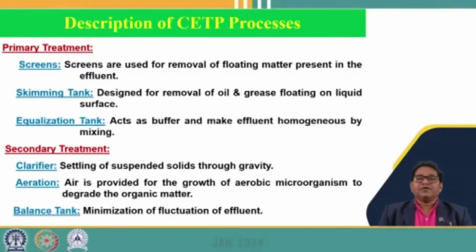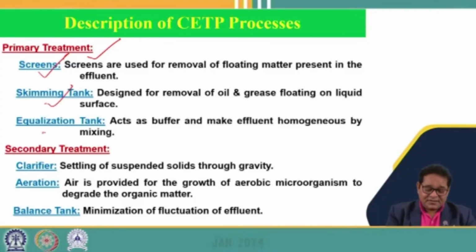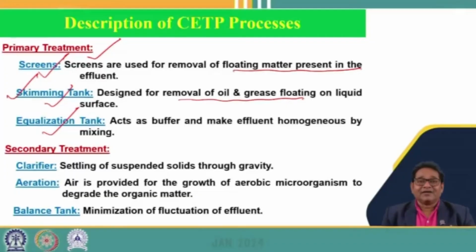Here, this is the description of the common effluent treatment processes. As I said, under the primary system, screens, skimming tanks and equalization tanks are designed. Screens are designed for removal of the floating matter present in the wastewater, whereas if there is a lot of oil and grease, the skimming tank helps in its removal from the wastewater.